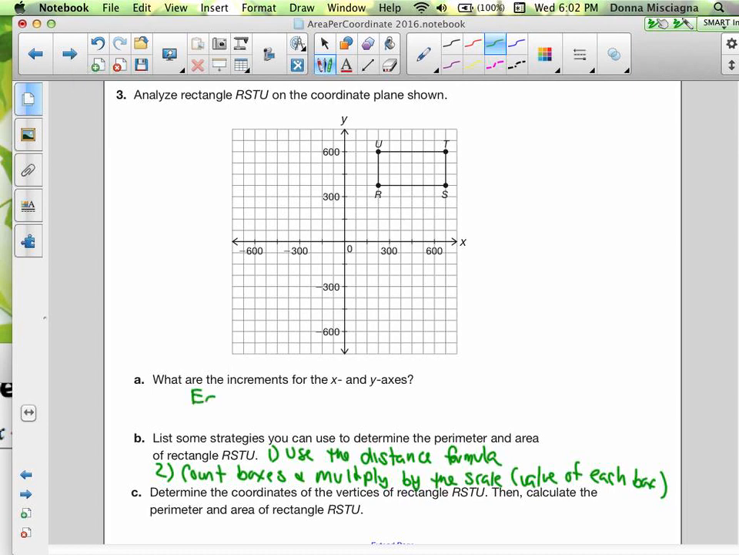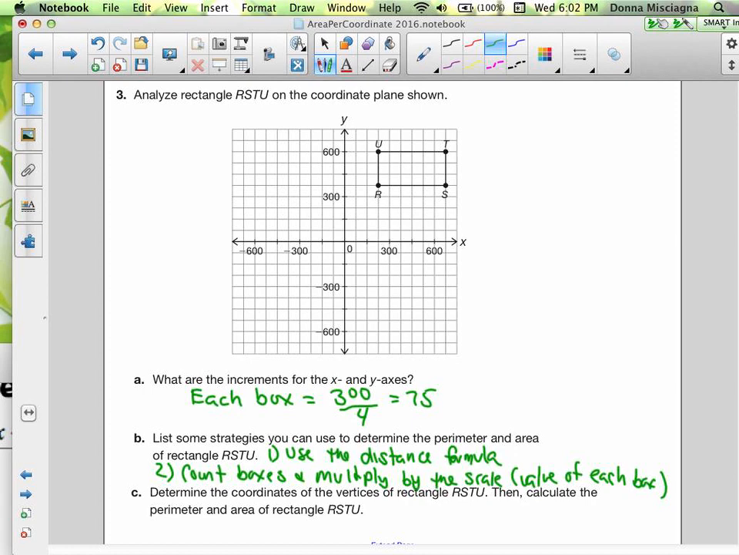So each box, if I take that 300 for 4 spaces, divide 300 by 4, we get 75. So each box is worth 75. Right? So our scale is 75. We would not want to count boxes and say, for instance, the length of RS is 1, 2, 3, 4, 5, 6. It's not 6. Right? It's much more than 6.